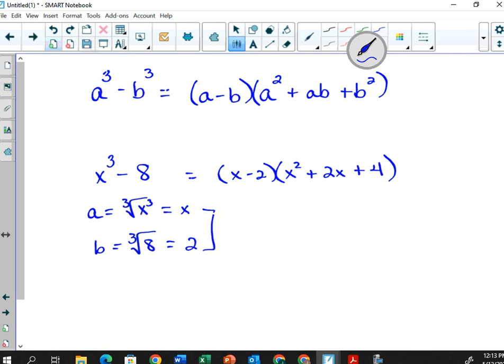I made up a problem: x cubed minus 8, and that factors into x minus 2 times x squared plus 2x plus 4.